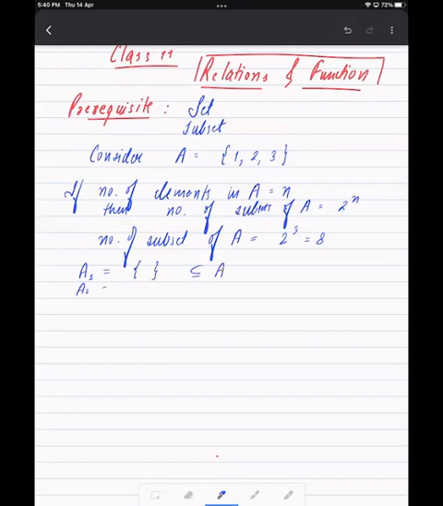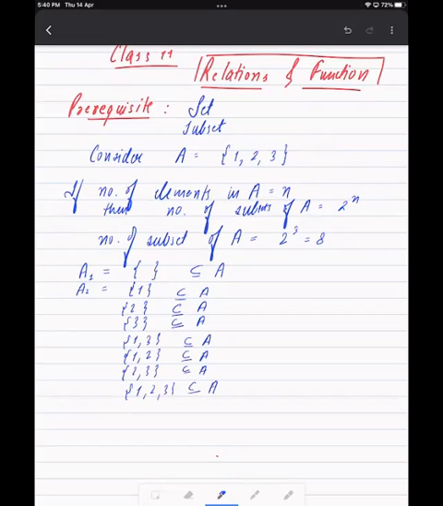Again, if you're choosing one element at a time, it could be 1, it could be 2, it could be 3. All these are subsets of A. It could be {1, 3}, {1, 2}, {2, 3}. All are subsets of A. It could be 3 at a time, and that will be {1, 2, 3}. It is a subset. Okay. So with this knowledge of sets and subsets, now we can move to relation.